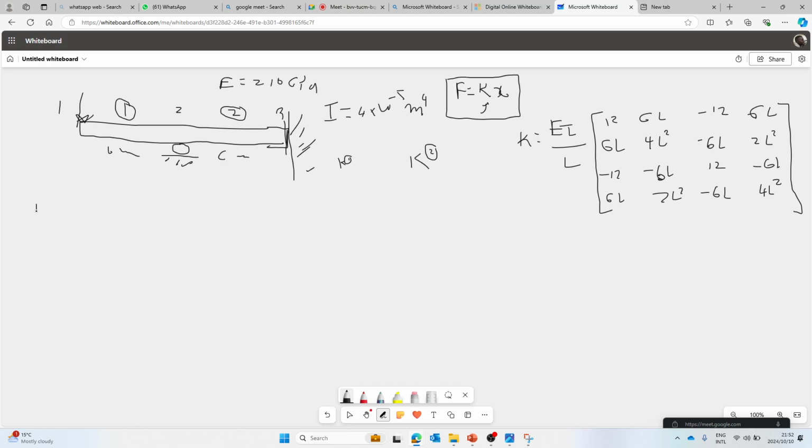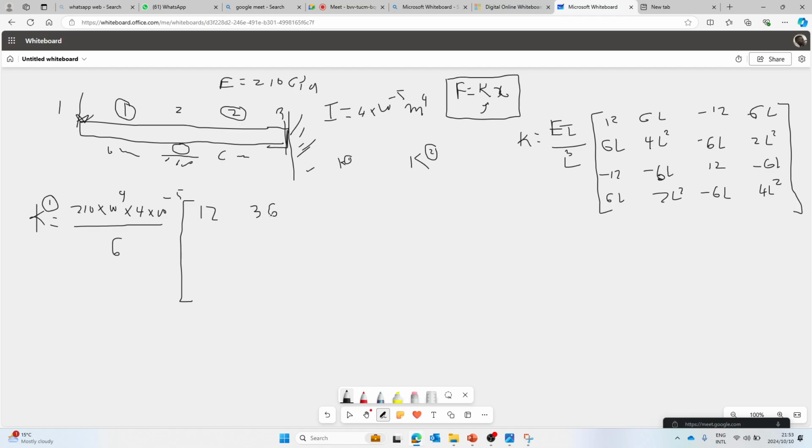If I have to write k1, E is 210 times 10 to the 9. What is I? I is 4 times 10 to the minus 5. What is the length from node 1 to 2? It is 6. Now we're going to substitute straight. They said 12, and then they say 6L, so it is 6 times L. L is 6. 6 times 6 gives 36. You can do it straight.